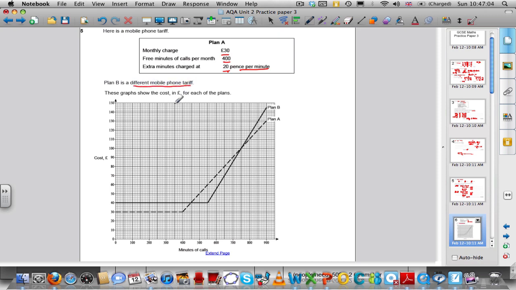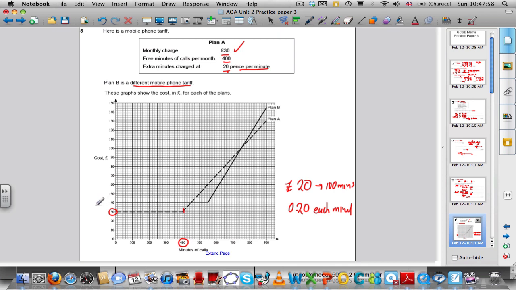Plan B has a different tariff, it says. The graphs show these plans. So let's just look at Plan A and decide how that fits in with the tariff we see. The monthly charge is £30. Well, that makes sense because £30 is charged between 0 and the 400 free minutes. So there's where the 400 comes into play. And after that is 20p a minute. So for example, another 100 minutes here are costing you £20. So the gradient here is saying that you're getting charged £20 for each 100 minutes. So in particular, you must be getting charged 20p for every minute, which fits in nicely with what it tells us for Plan A.